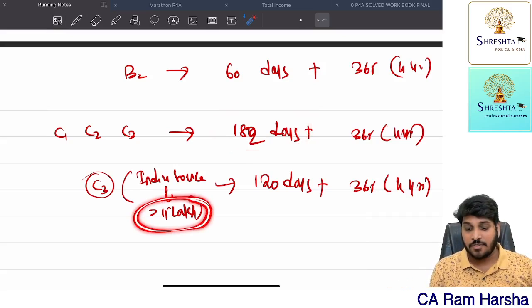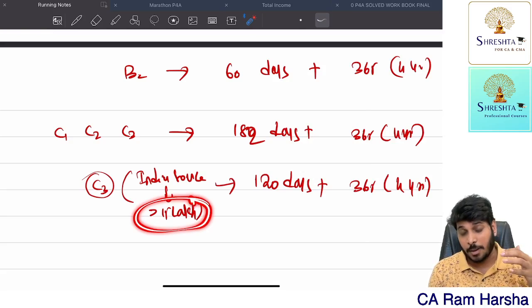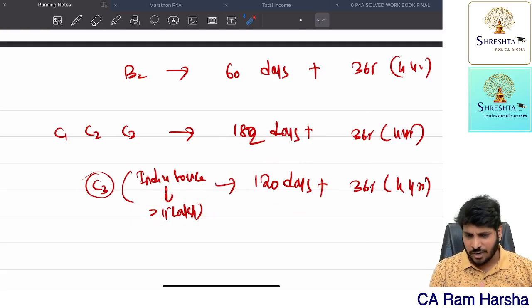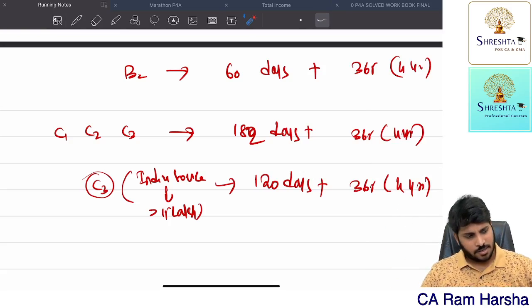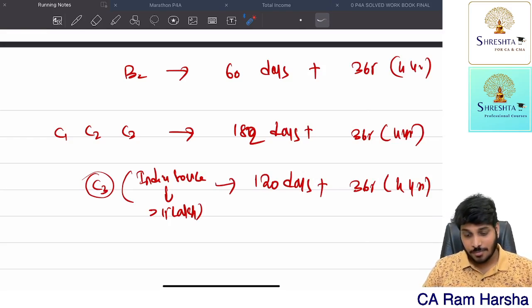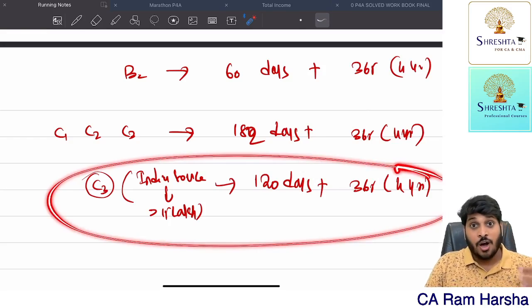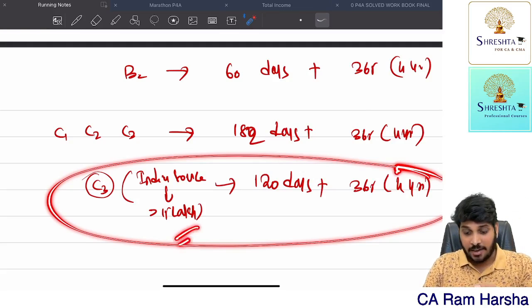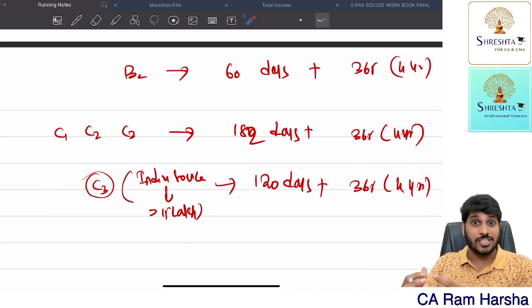Suppose you have more than 15 lakh of Indian source income, then not 182, we will check 120. If you are in India for 120 days or more, you are a resident. That's it. Through this particular point, more people who have settled abroad and visit India, having Indian source income, we are bringing into residential status in India and taxing more and more income on them.